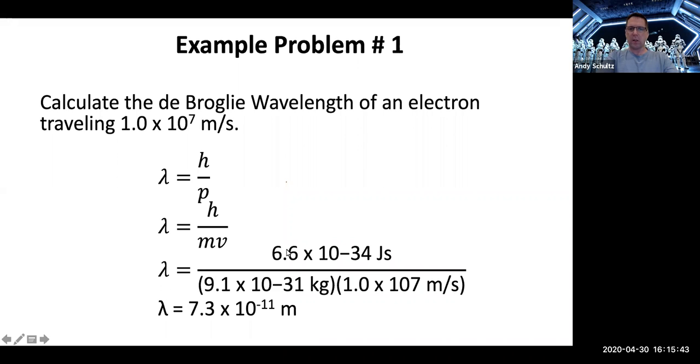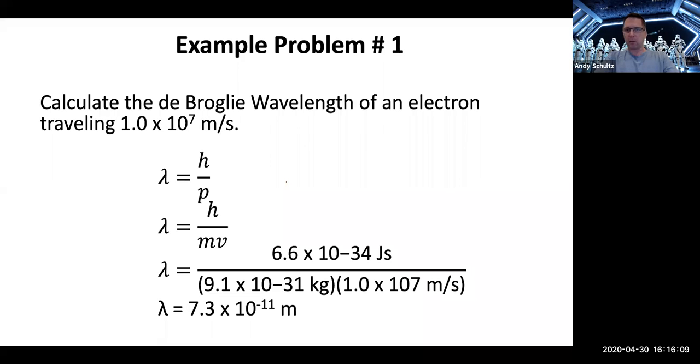So take the numbers: 6.6 times 10 to the negative 34 joule seconds is Planck's constant. Here's your mass of an electron. We did that back in quarter 2. Here is your velocity. I don't know where the superscripts went, but that's it right there. If we plug it all into the equation and solve for wavelength, the wavelength of this electron is 7.3 times 10 to the negative 11 meters.